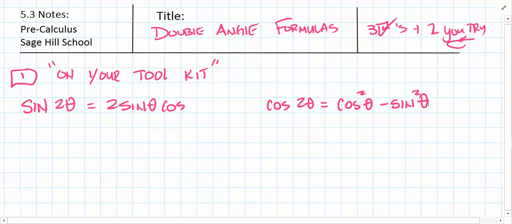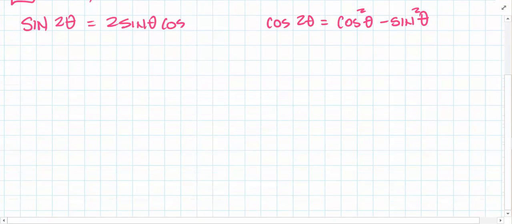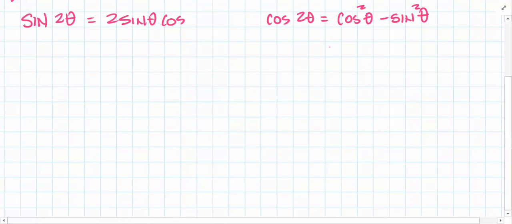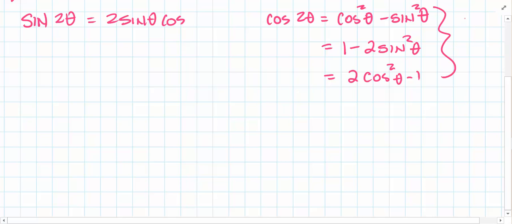But there are 2 others that I'd like you to write down as well. The 2 others are this. You can have 1 minus 2 sine squared theta, and the other one you could have is 2 cosine squared theta minus 1. So you actually have 3 choices when you are dealing with the cosine of a double angle. All of these are a double angle in here.